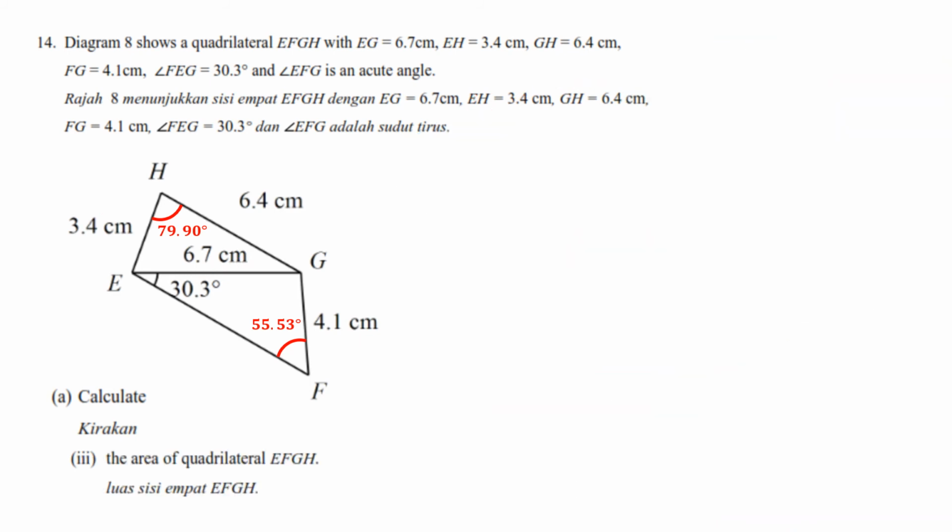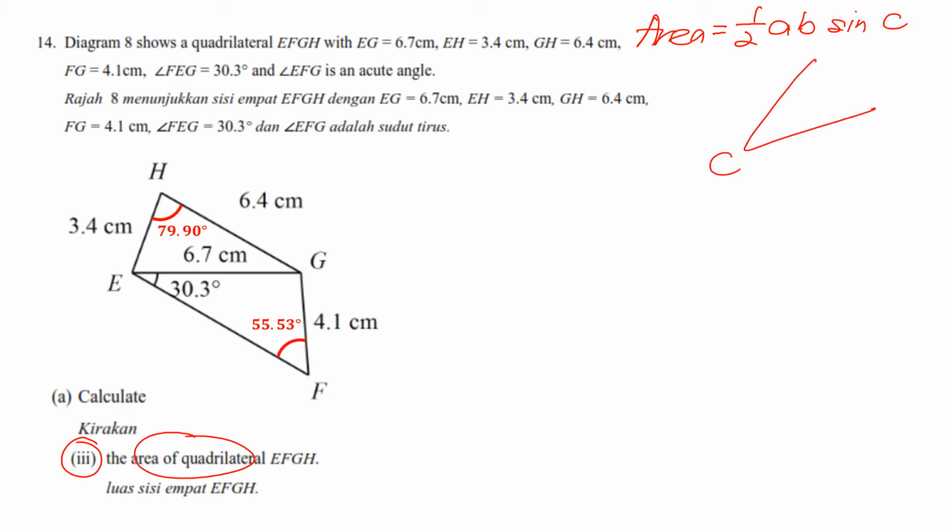Okay, right, now let's continue to part 3, A part 3, asking for the area of quadrilateral. Okay, and it's a quadrilateral, it's not a square, it's not a rectangle. So you cannot use the formula of the length times the width, right? So you have to use the formula. What's the third formula that I showed you earlier? It was the area equals to half A times B times sine C. And this should be included angle. It means that this is the angle C and this is the side A and B.